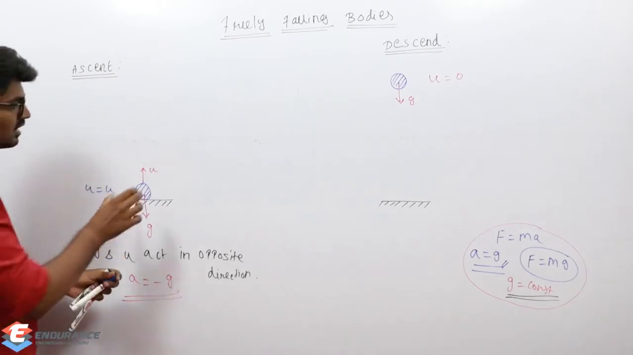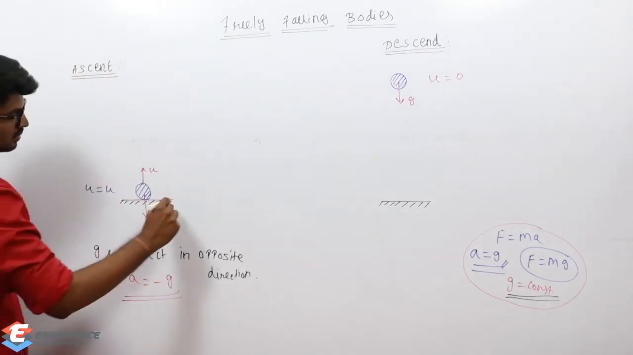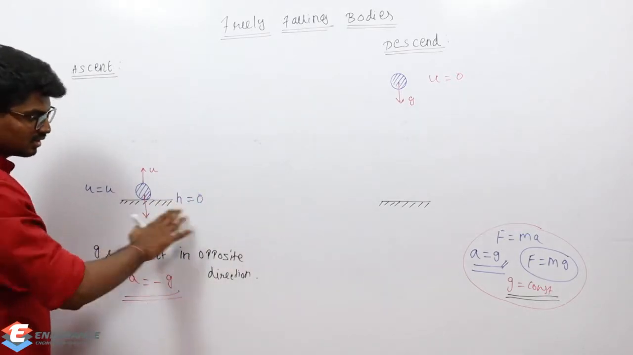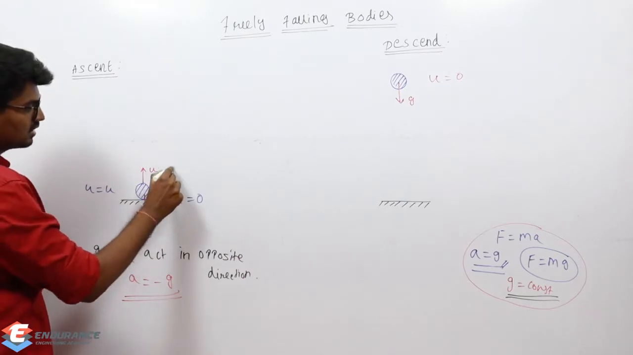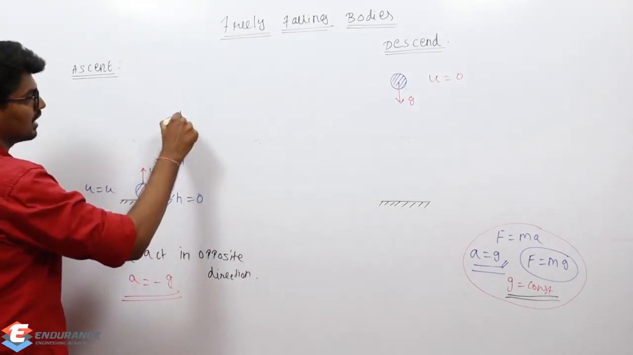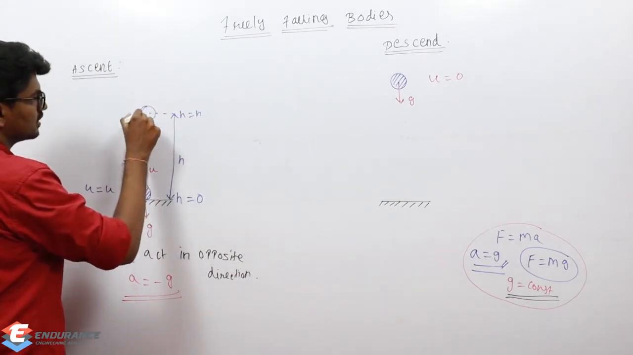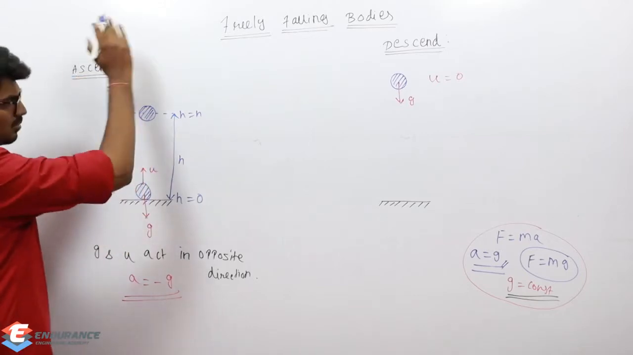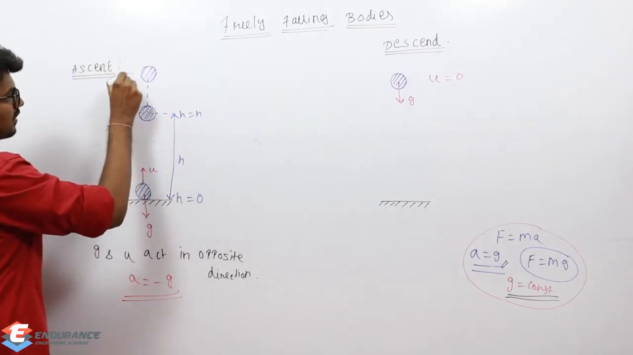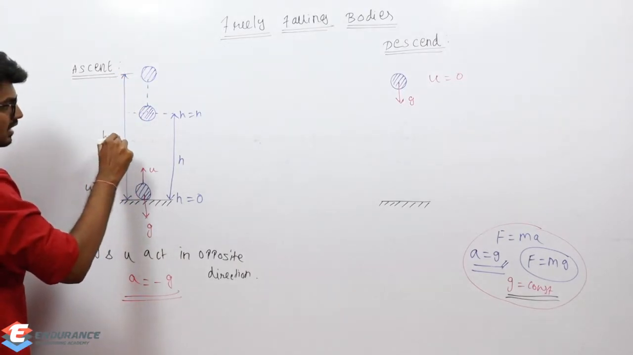So what happens? It will keep on rising, it will go to some maximum distance, right? Let us assume here h is zero. This is our reference. The body is moving up. It is reaching some distance h. And further it can move up, it can reach a maximum distance. How to find that h max, we will talk about in the next video.